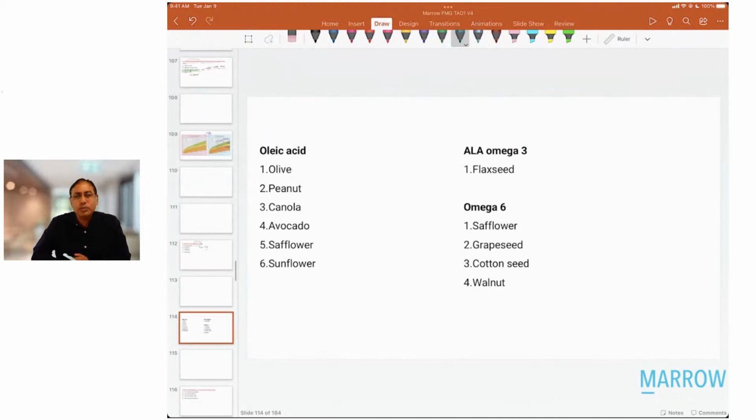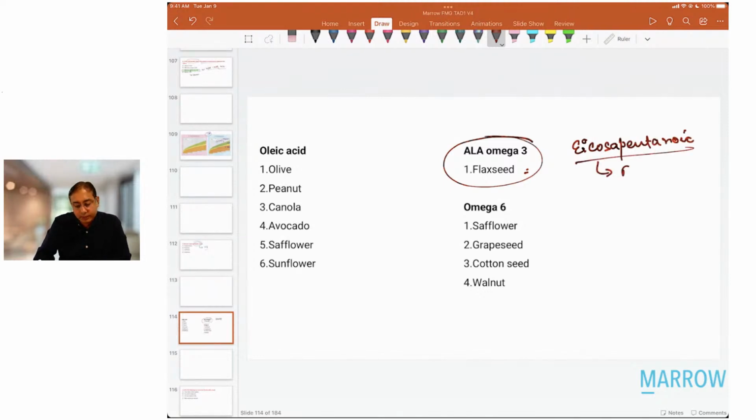This richest source is asked quite often. If they ask you alpha linolenic acid, that is an omega-3 fatty acid, what is the richest source? It is flaxseed. If they ask you eicosapentaenoic acid, what is the richest source? It is fish oils.